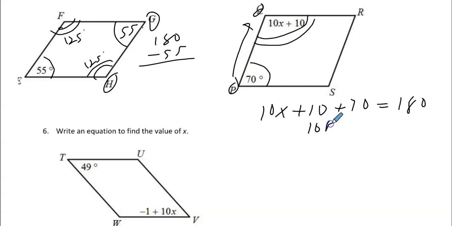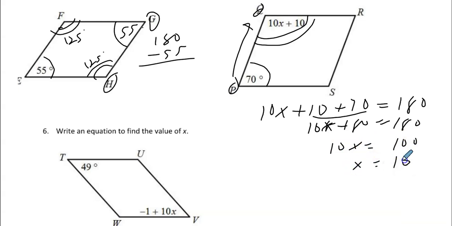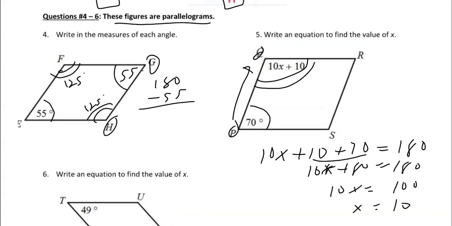So we have 10x plus 80 equals 180 degrees. We're going to join like terms here. Then we're going to subtract 80 and get 100. And we divide by 10, we get x is 10. But remember, pay attention to the directions. On this one, it doesn't say find all the angles. It says just find the value of x.